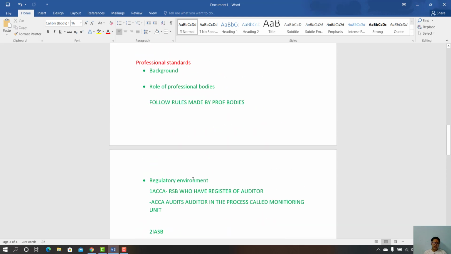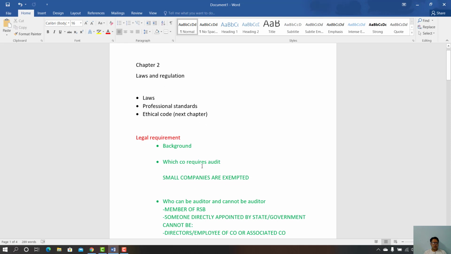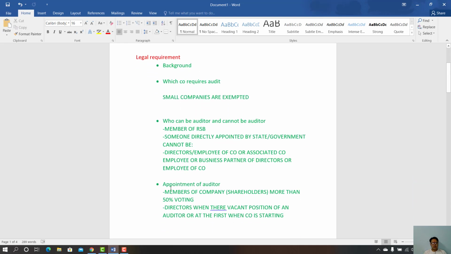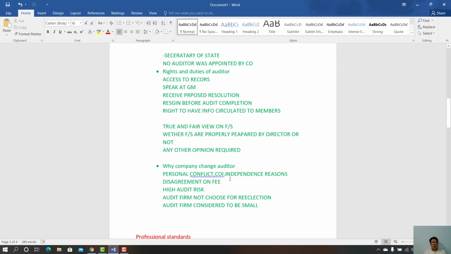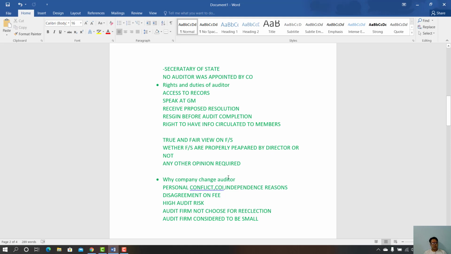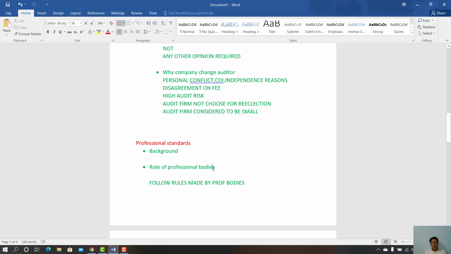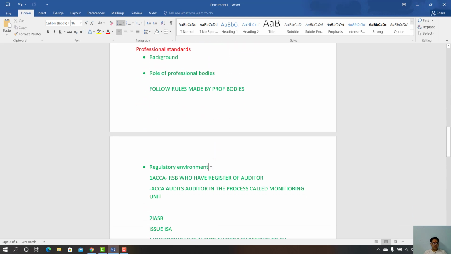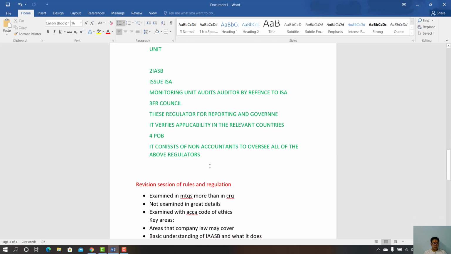So let's go back to the first, what we have read. In the laws, we looked at the background, then which companies require audit, then who can be auditor and cannot be auditor, appointment of auditor, rights and duties of auditors, why companies change auditor, and also we discussed the resignations and the removals of the auditor in brief. Then we moved to professional standards, where we discussed the background, roles of professional body and the regulatory environment, where the sources of regulators were ACCA, IAASB, Financial Reporting Council, Public Oversight Board. And we also discussed the purpose of professional standards, that was to serve the public interest, strengthen the worldwide accountancy profession, establishing and promoting quality professional standards.